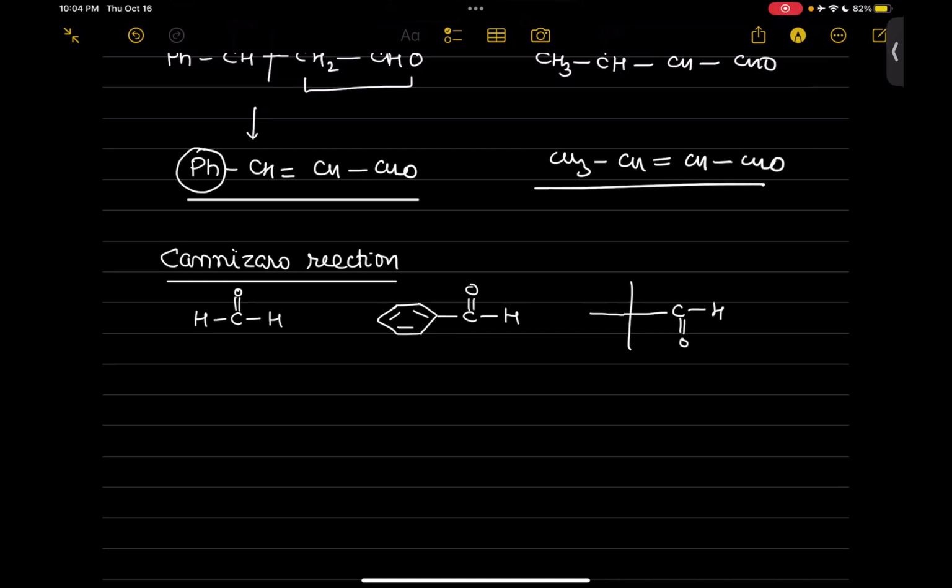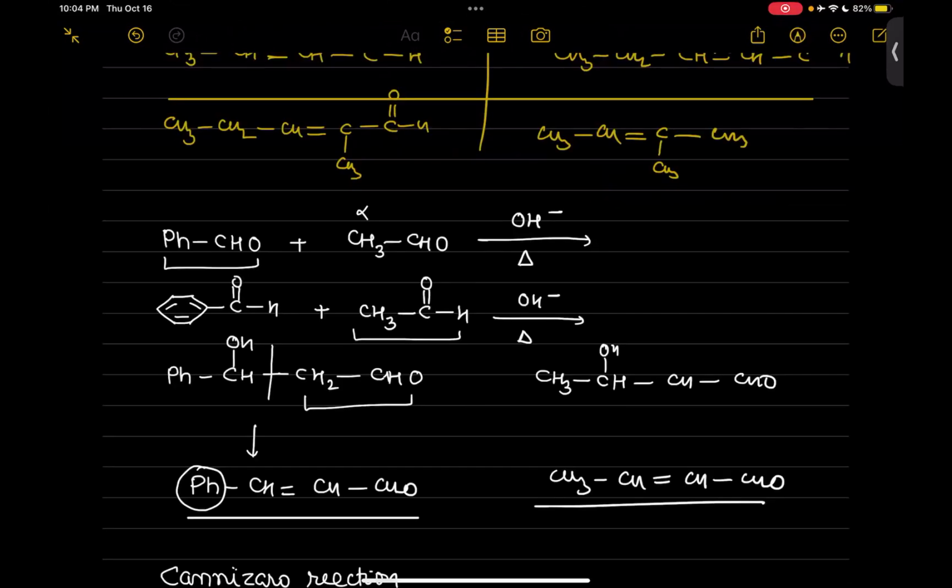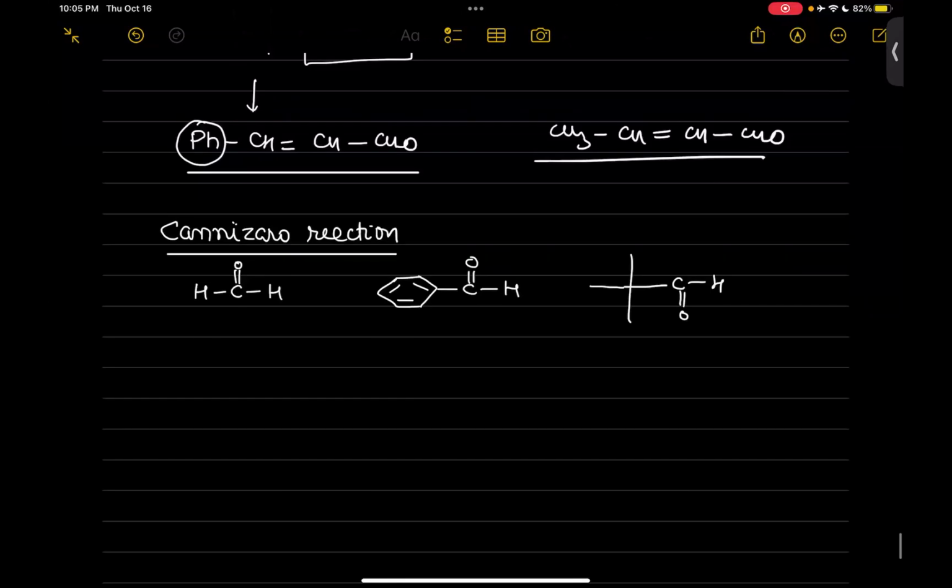They will give Cannizzaro. But if they give Cannizzaro, how come the benzaldehyde has given aldol condensation in the above example? It is because the other aldehyde was present. The other aldehyde is acetaldehyde, CH3CHO, which had alpha hydrogen. So in aldol condensation, at least one of the aldehydes should possess alpha hydrogen. And if there is no alpha hydrogen at all, then the reaction is going to be the Cannizzaro reaction. Got it? Is it clear or not?